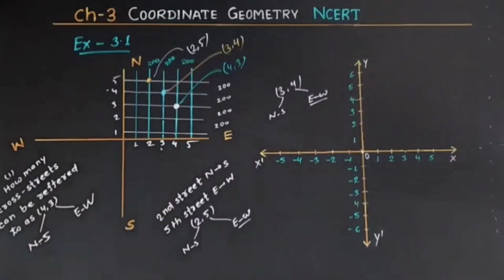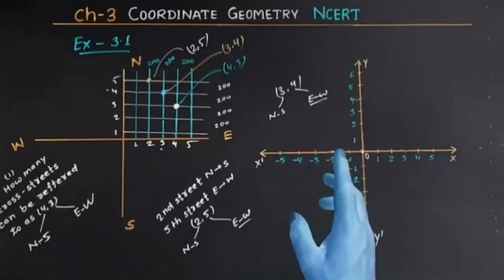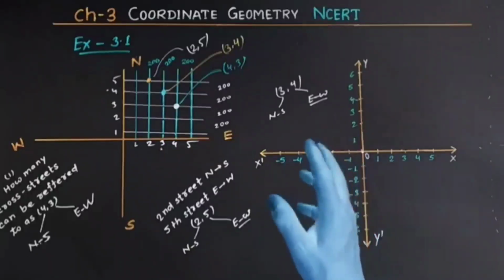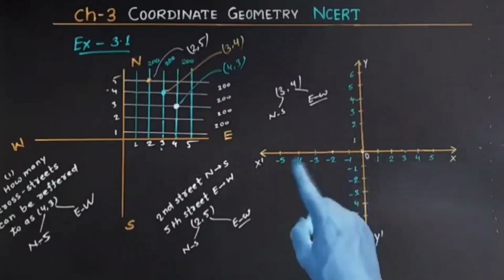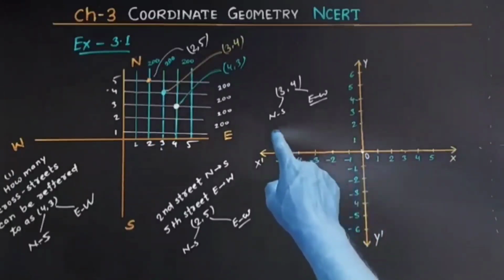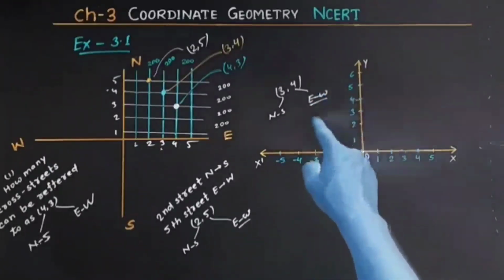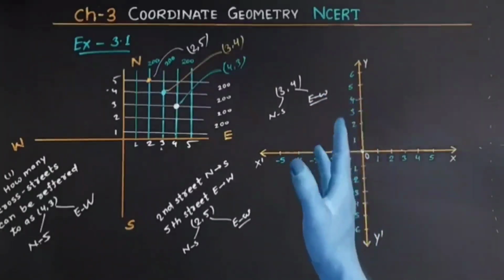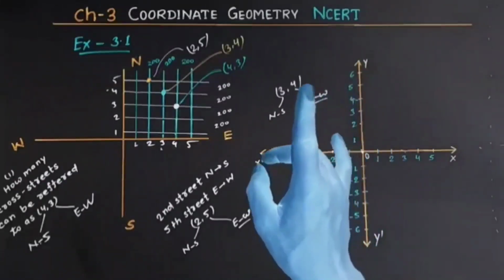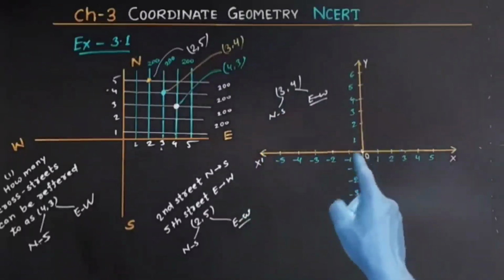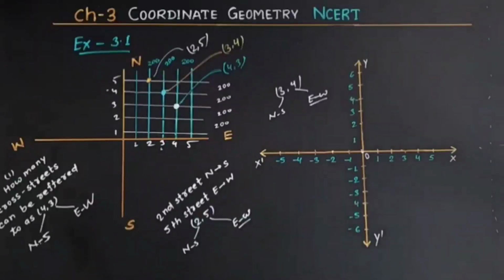So friends, we have studied horizontal line is known as x-axis, vertical line is known as y-axis, the intersection of x and y-axis is known as origin. We have also discussed 4 quadrants. In first quadrant, x and y both are positive. In second quadrant, x is negative, y is positive. In third quadrant, both are negative. While in fourth quadrant, x is positive and y is negative.